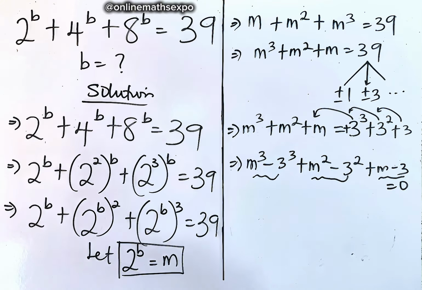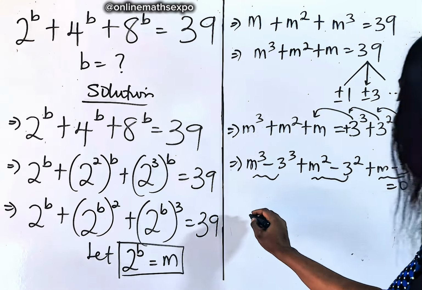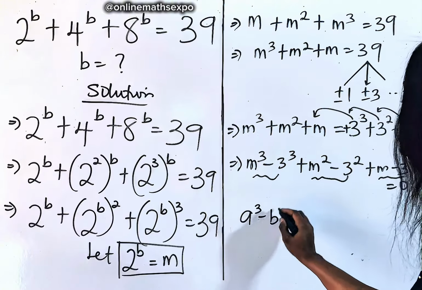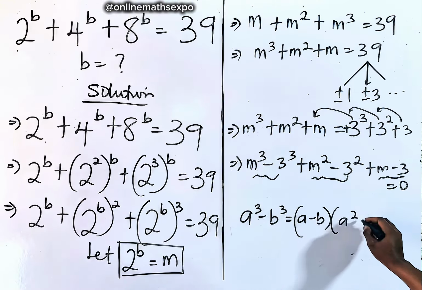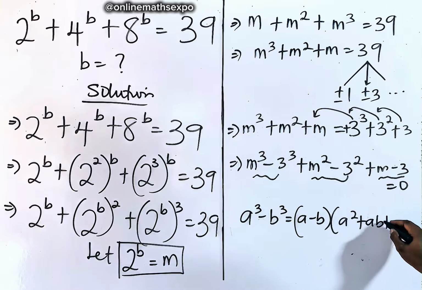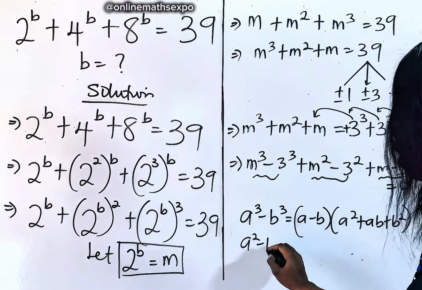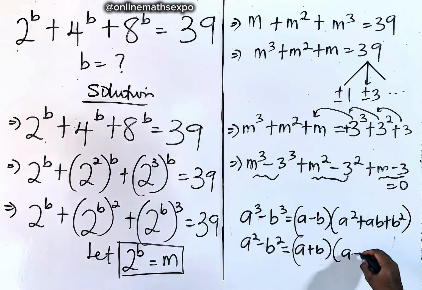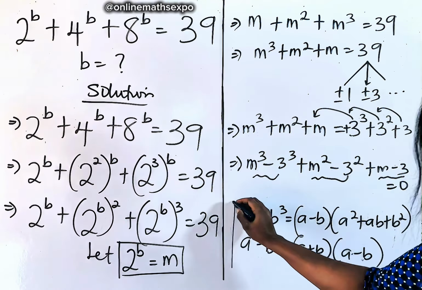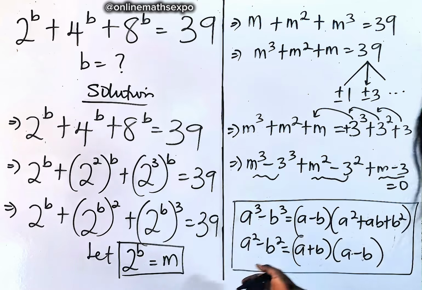Now what you do here is just to remember, for every a cubed minus b cubed, it is a minus b into a squared plus ab plus b squared. This is your algebraic identities. And for every a squared minus b squared, it is a plus b into a minus b. Now we are going to apply these identities to help us in solving this.